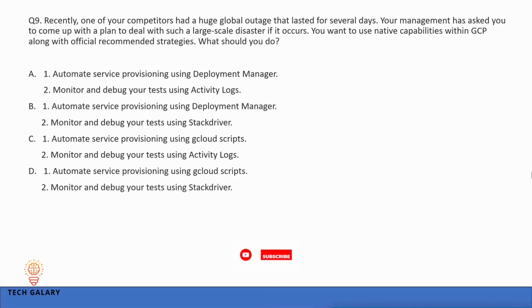Option B, automate service provisioning using Deployment Manager. Monitor and debug your test using Stackdriver. Option C, automate service provisioning using gcloud scripts. Monitor and debug your tests using activity logs. Option D, automate service provisioning using gcloud scripts. Monitor and debug your test using Stackdriver. The correct answer to this question is option B. Next question.